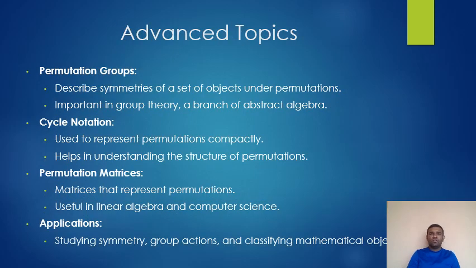Next thing, there are a few advanced topics in permutations. Permutation groups: this describes symmetries of a set of objects in the permutation, important in group theory, a branch of abstract algebra. Cycle notation is used to represent permutations compactly, understanding the structure of permutations. Permutation matrices are matrices that represent permutations, useful in linear algebra and computer science. And applications: studying symmetry, group action and classifying mathematical objects. These are some of the advanced topics of permutations.